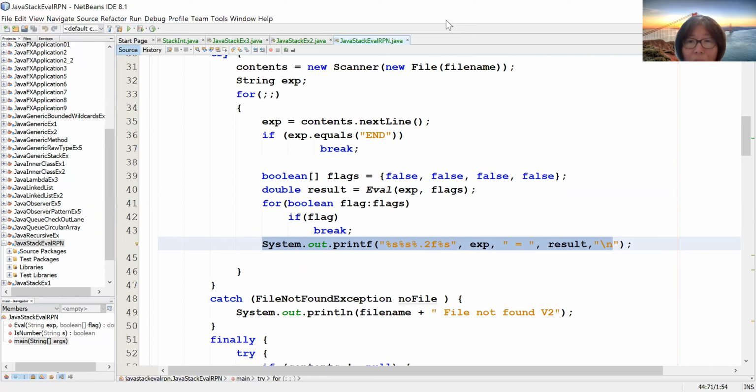And then next, let me first stop sharing and resume recording. We are going to see the Java coding part for infix to postfix.